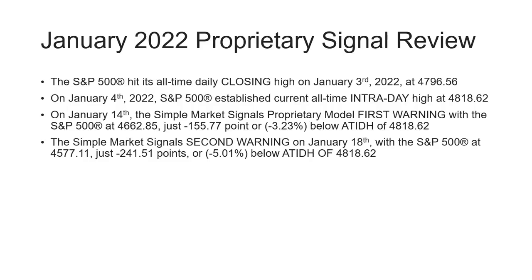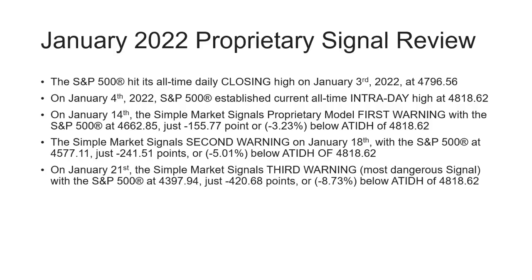And then on January 18th, the second warning from the Simple Market Signals proprietary model came out with the S&P 500 at 4577.11, just 241.51 points, or 5.01% below the all-time intraday high. So there's the second warning, right? Just 5.01% below the all-time intraday high.